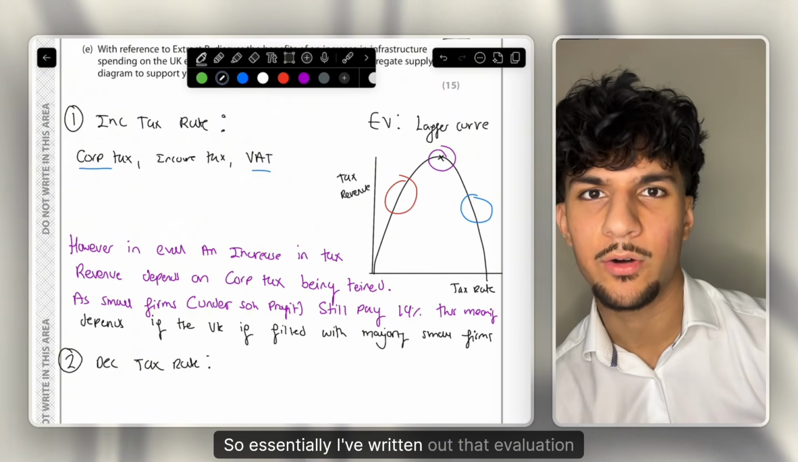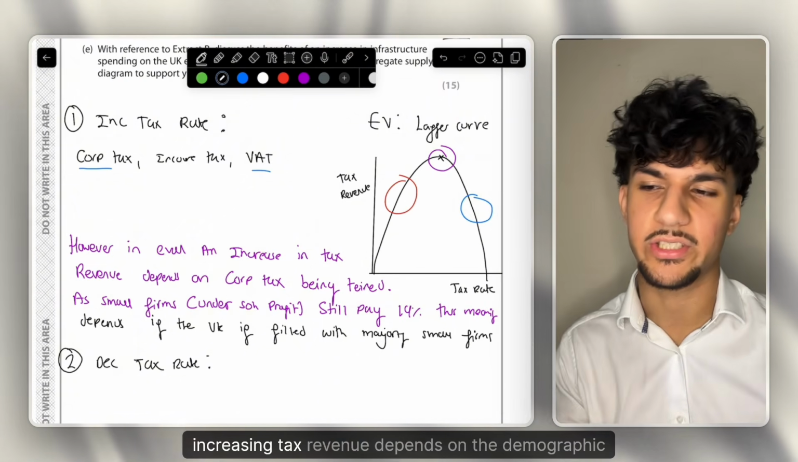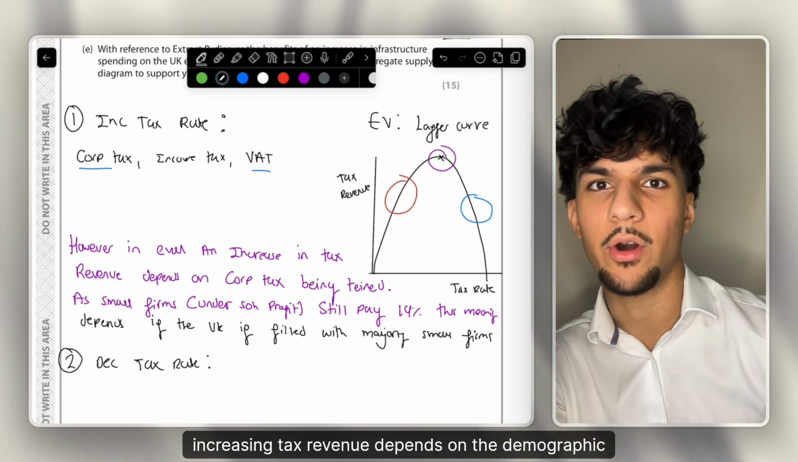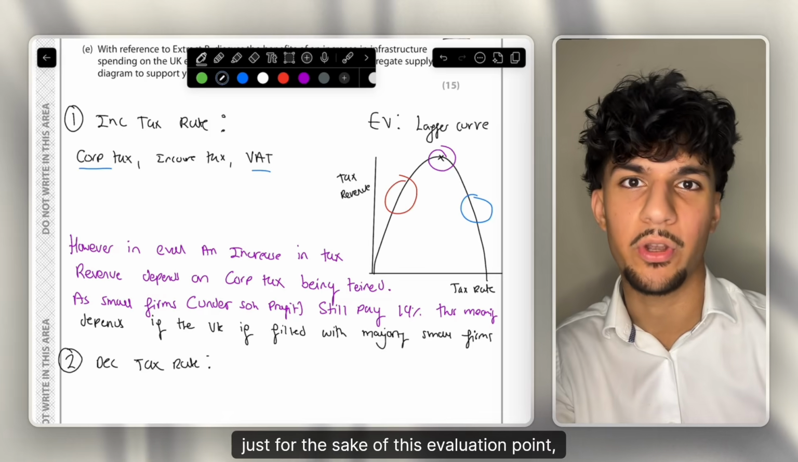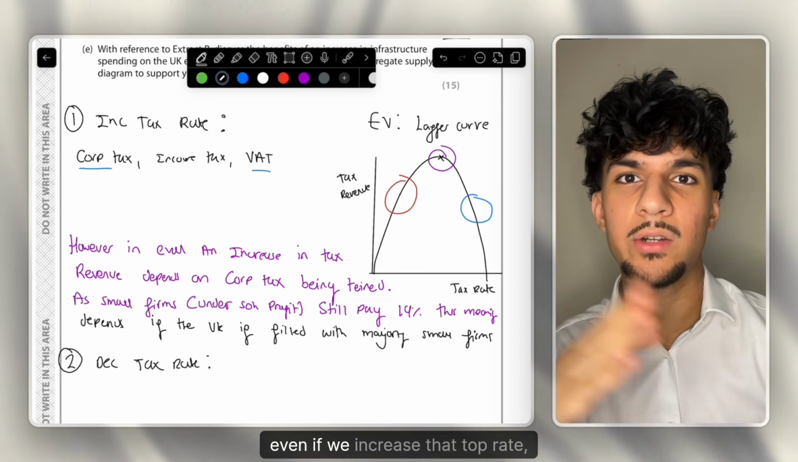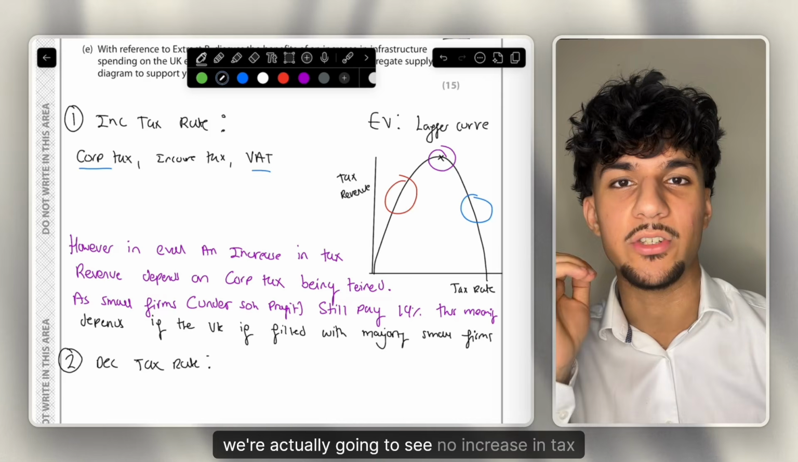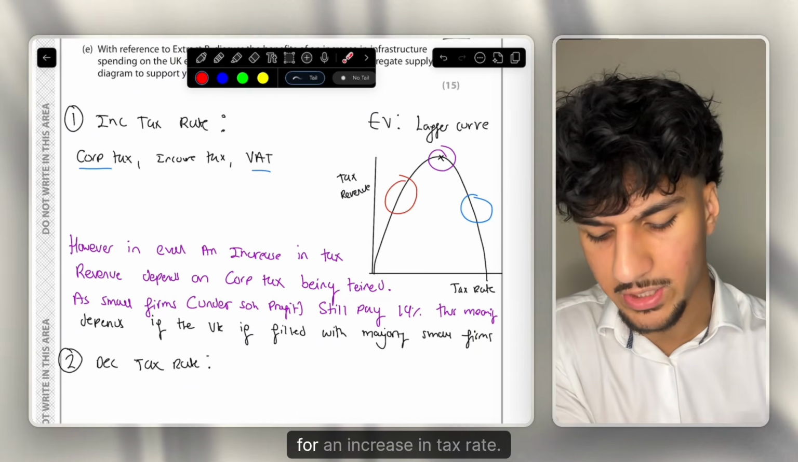So essentially, I've written out that evaluation point: corporation tax actually increasing tax revenue depends on the demographic of UK firms. And just for the sake of this evaluation point, we're saying that if all firms in the UK are small firms, even if we increase that top rate, we're actually going to see no increase in tax revenue. That is the evaluation box. So I've given you 2 points there for an increase in tax rate.